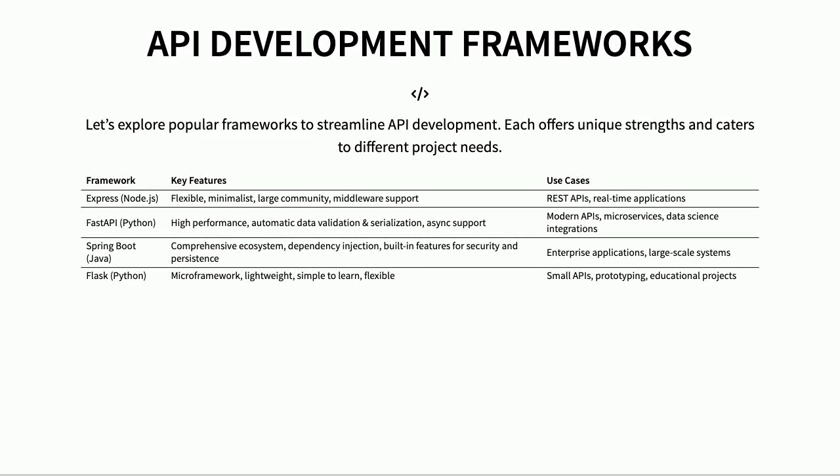Okay, so when it comes to building APIs, you've got a bunch of fantastic frameworks to choose from. Let's quickly look at some popular ones. Express is incredibly flexible and has a huge community behind it, great for everything from simple REST APIs to real-time applications. FastAPI is newer and really blazing fast, especially with its automatic data validation and support for async operations, making it ideal for modern APIs and microservices. Then you have Spring Boot, which is a powerhouse for enterprise-level development thanks to its comprehensive features and ecosystem. And finally, Flask is a lightweight, easy-to-learn option perfect for smaller projects or just getting started.